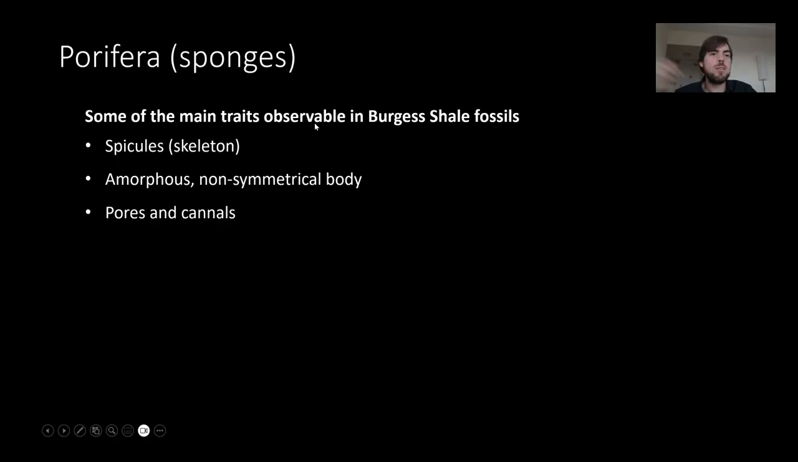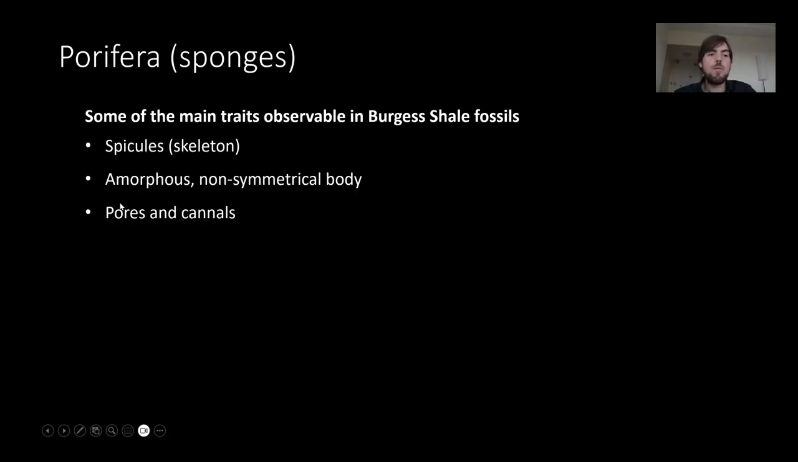Many of the traits that characterize sponges are not seen on fossils because they are part of their cellular structure, for example. So when we see a fossil at the Burgess Shale, how do we know it's a sponge? Probably because it has spicules. Spicules are the skeleton that makes the body of most sponges. Some sponges may not have exactly spicules and have other types of structures, but spicules are found in the majority of them. We'll also see an amorphous, non-symmetrical body that would indicate that it's not another, let's call it more advanced, group.